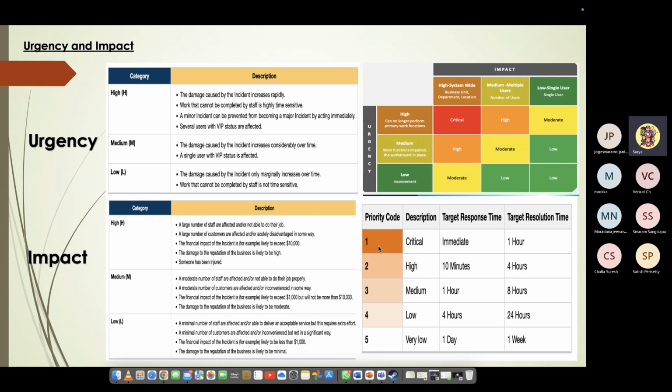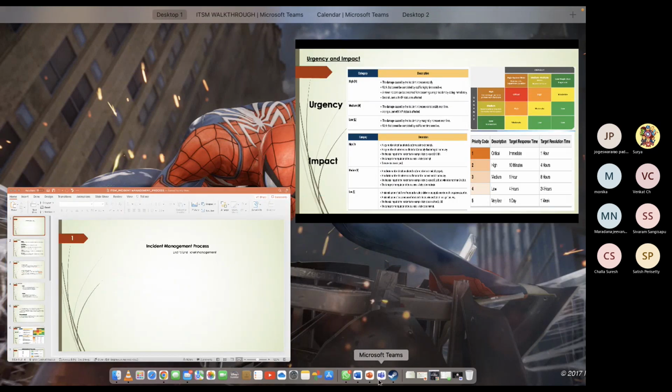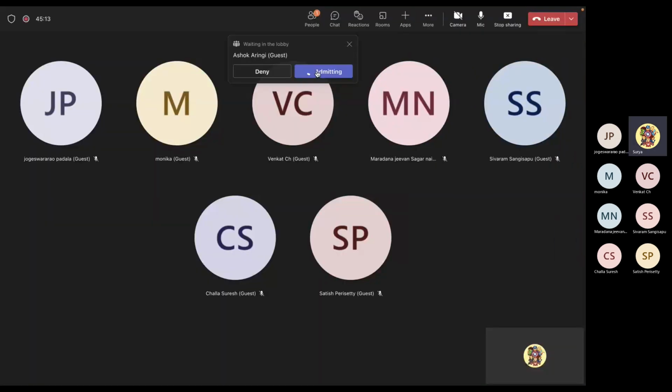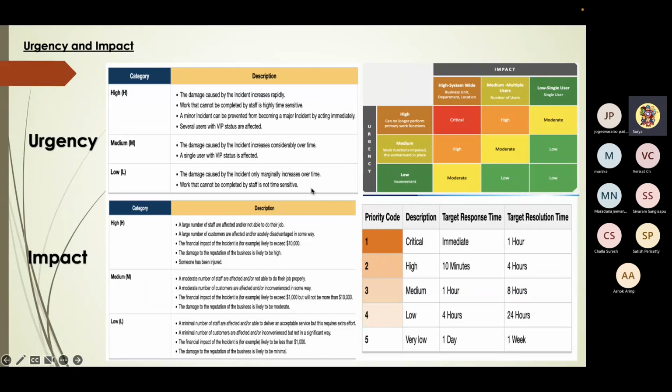I will give that again, but how many people are joining? Okay, Ashok, I think he just dropped and came back. I will just bypass this thing also.